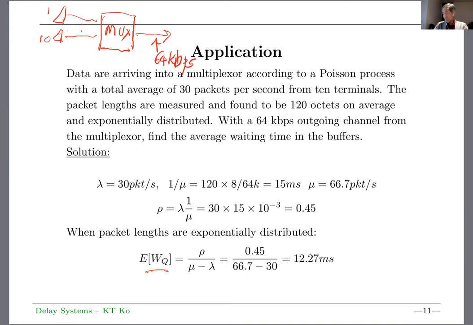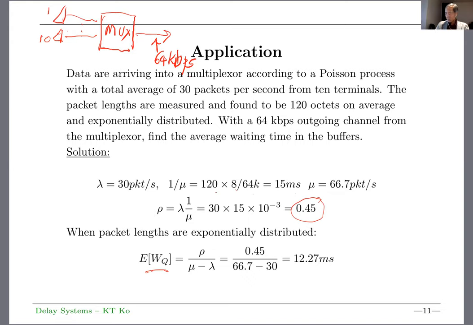It's very simple: 30 packets per second. And for mu, 1 over mu is 120 bytes, so 120 multiplied by 8 bits per byte, and then divided by 64 kilobits per second. It turns out to be about 15 milliseconds. So on average it takes 15 milliseconds to send out a packet. Now the departure rate turns out to be about 66 packets per second. So lambda over mu is only 45%. That means the multiplexer, or the line, is busy 45% of the time.